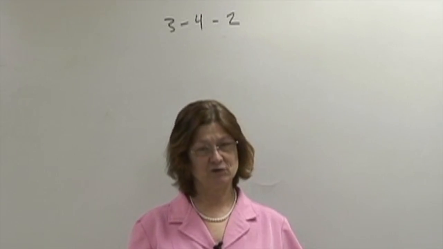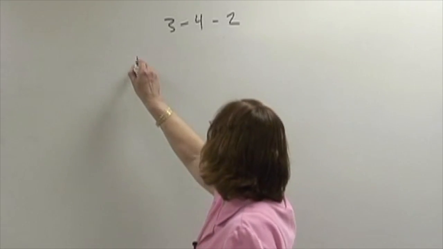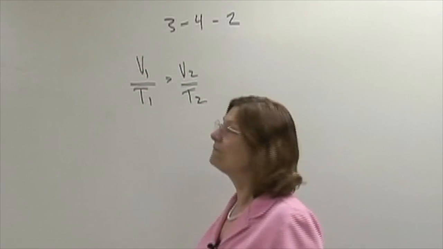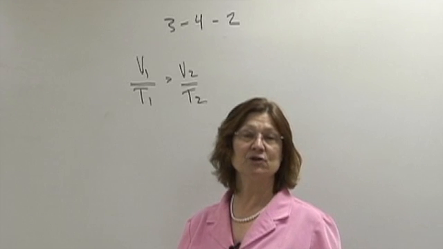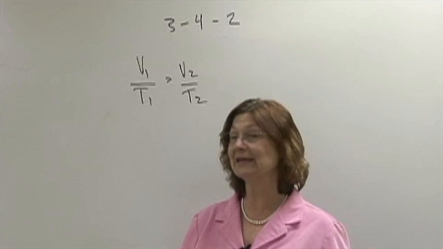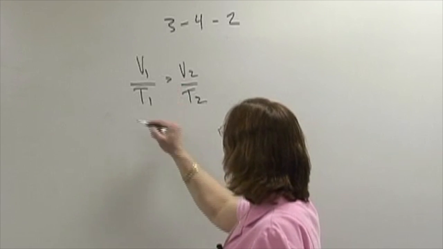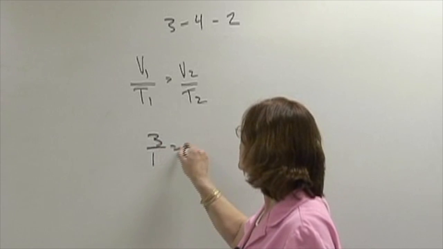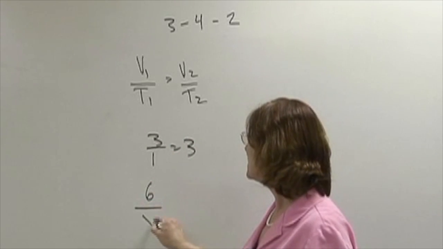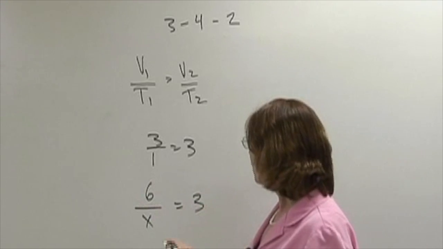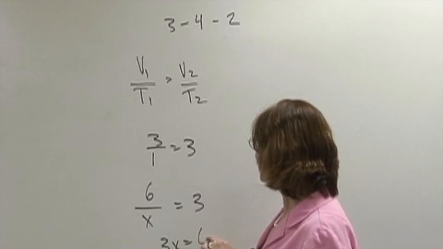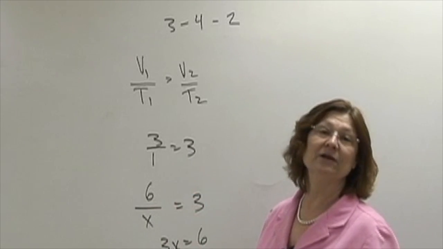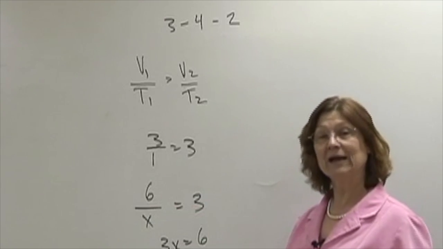Finally, let's take a look at Charles' Law. Charles' Law states that V1 over T1 is equal to V2 over T2. V is for volume and T is for temperature. Now remember, we always must have our temperatures in Kelvin. And when I look at these numbers, let's look at the mathematical relationship. Well, if I have 3 over 1 equals 3, and I double the 3 to a 6, what happens to the bottom number? Well, 3x equals 6, and therefore x is equal to 2. As I doubled my top number, the bottom number doubled as well. So they are called directly proportional.